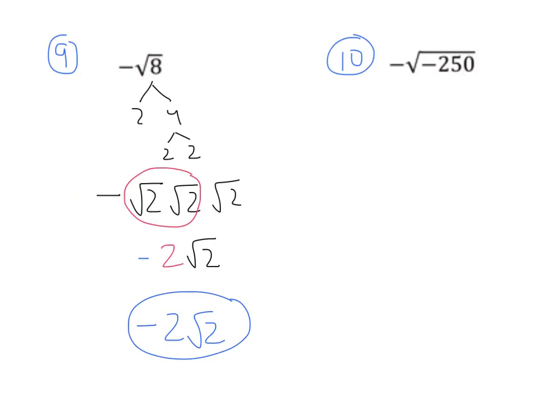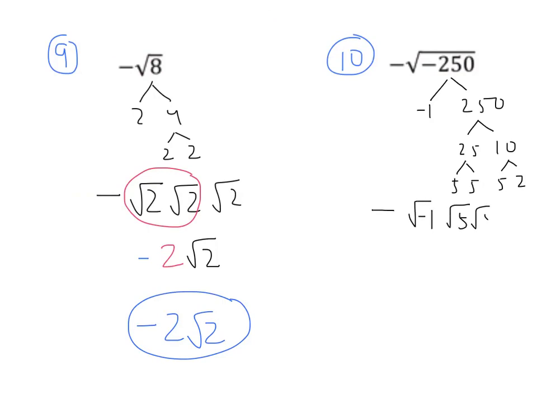Okay? All right, 10. Let's see what this one would be. Let's factor negative 250. So I would factor this as negative 1 times 250. 250 is 25 times 10. This 25 is 5 times 5. 10 is 5 times 2. So let's see what we have. If we were to rewrite this out, it's the opposite of the square root of negative 1 times the square root of 5 times the square root of 5 times the square root of 5 times the square root of 2.